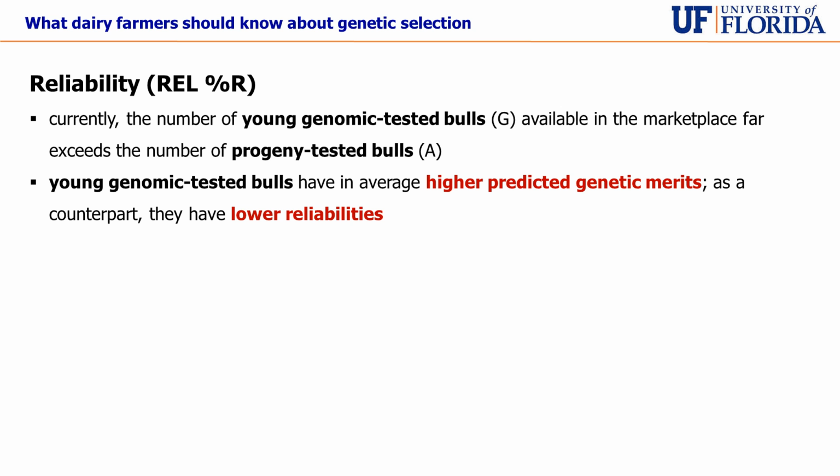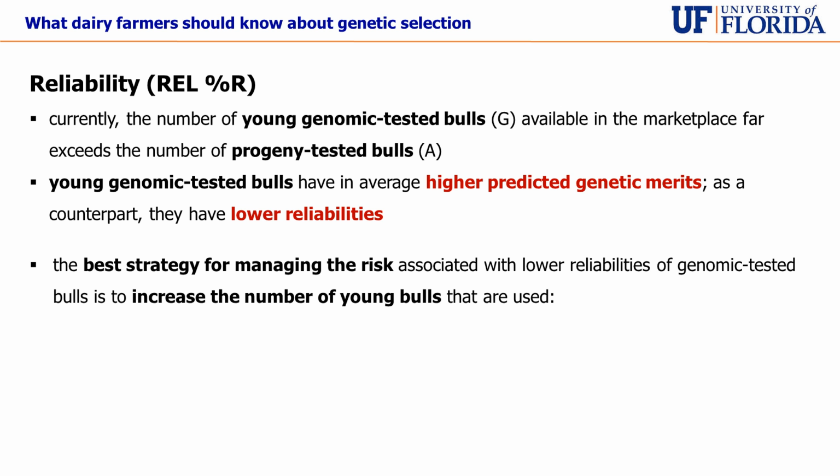Well, as you know, nowadays the number of young genomic tested bulls available in the marketplace far exceeds the number of progeny tested bulls, okay? And in general, because genetic selection is permanent and cumulative, we expect that young genomic tested bulls have a higher predictive genetic merit than progeny tested bulls. Now, there is a drawback: these young genomic tested bulls have lower reliabilities, okay? So we should use young genomic tested bulls because they have higher genetic merit, but the best strategy for managing the risk of lower reliabilities is in fact to use, instead of 1 or 2, what we call a team of young bulls.